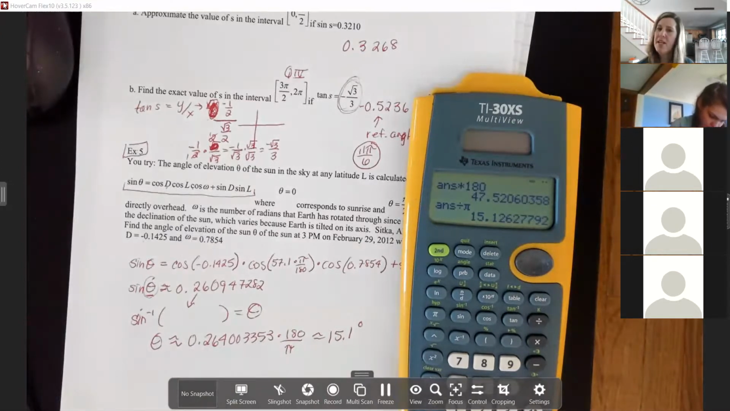So any other questions on section 3.3? How about on the loon project? Questions on that?